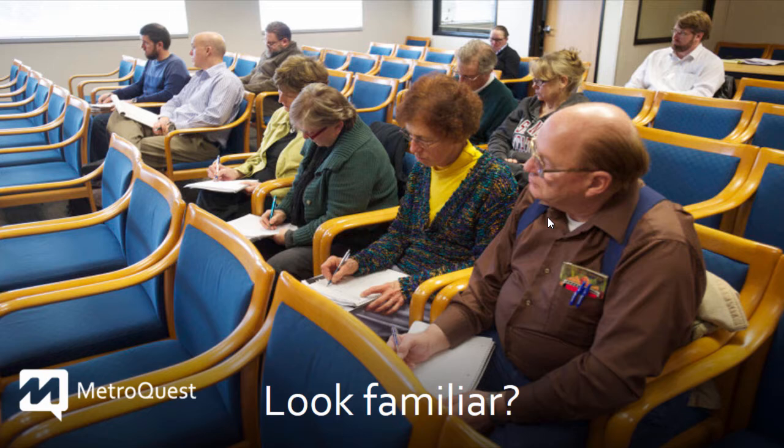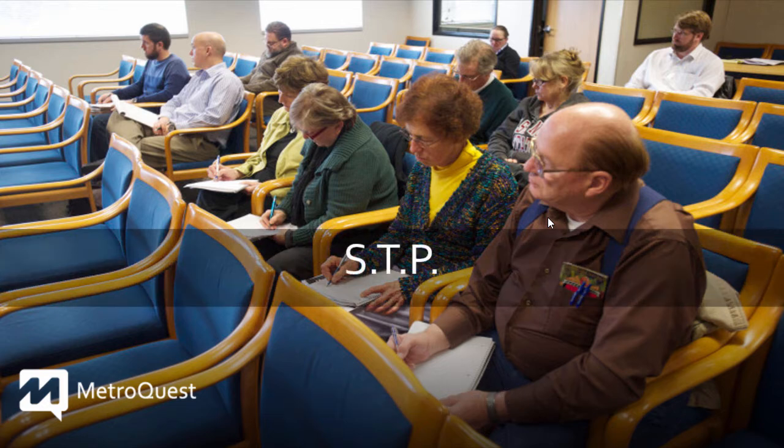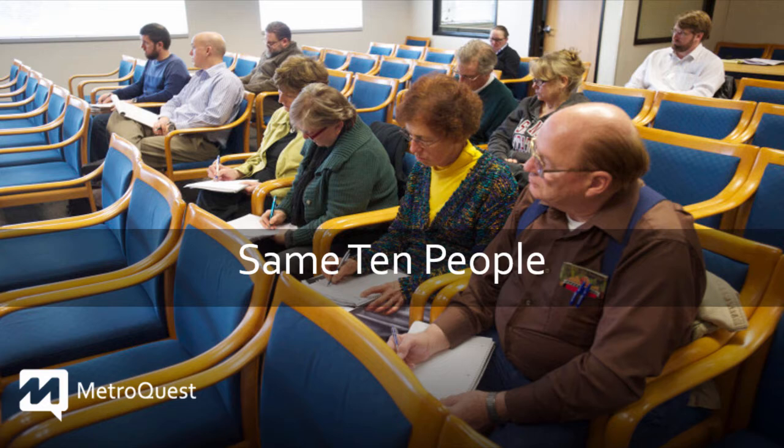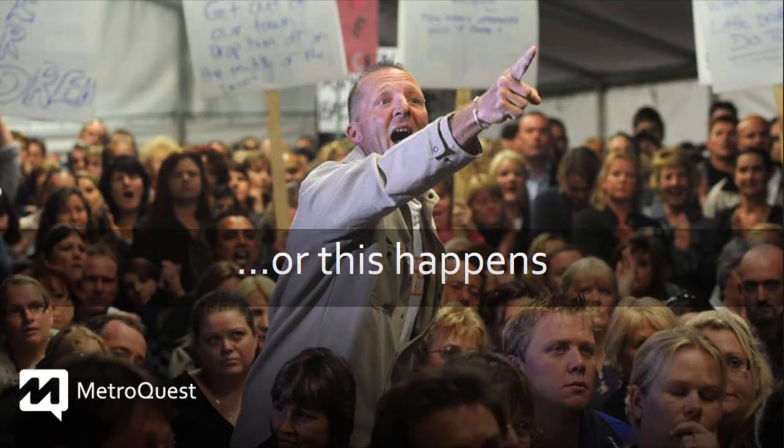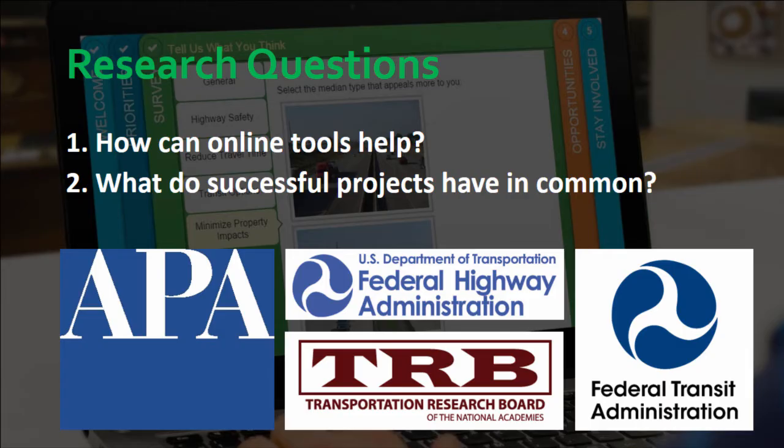For years, we have been dealing with public meetings, and we've got a special name for these folks. We call these people the STP. They are the same 10 people that end up showing up to everything. It seems like we're trying to figure out what angle to take the picture from to make it seem like we've got a great turnout, or sometimes this happens where people are all fired up and usually not for good reasons.